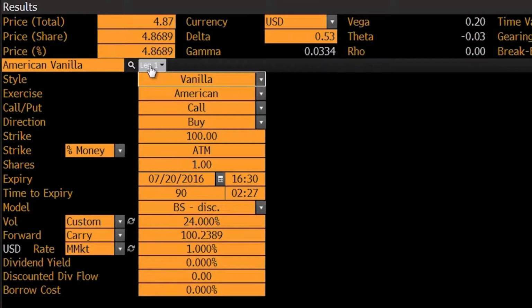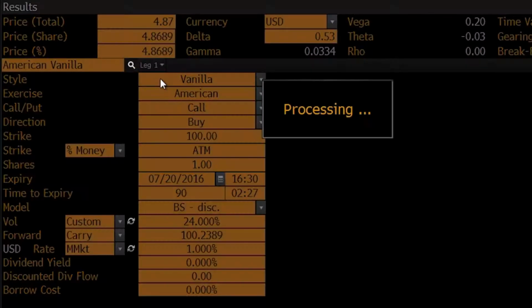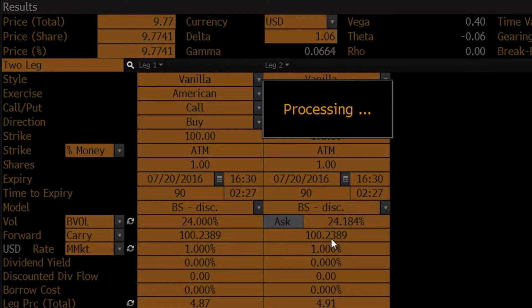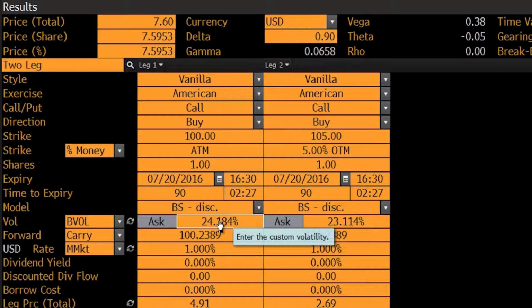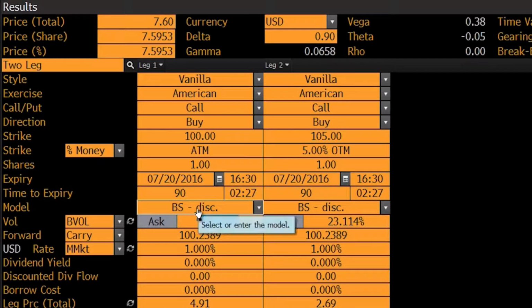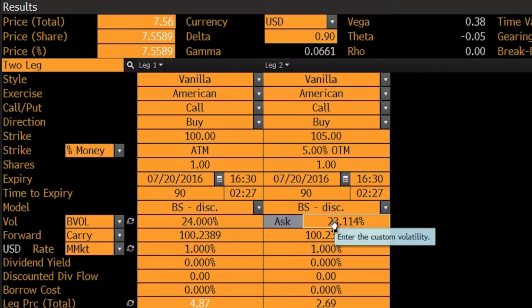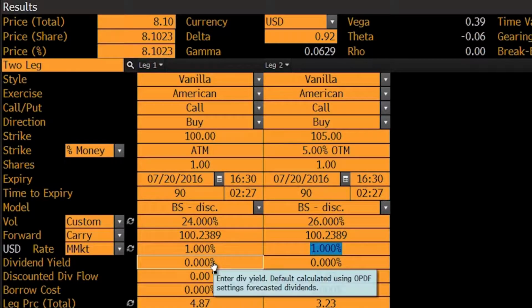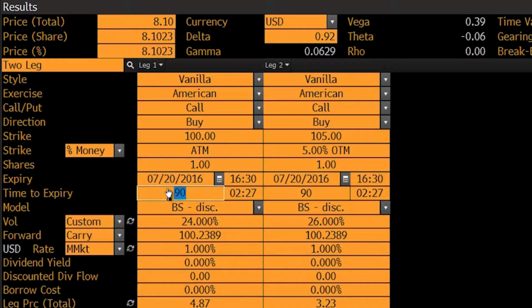So let's do this. Let's add a leg, and this leg is going to be a 105 strike call. Notice that this number changed as well. I'm just going to put both of these back. That's a 24 volatility. This is a 26 volatility. Both the rates are 1%. Both the dividend yields are 0%. They both are 90-day expiry. This is a 105 strike. This is a 100 strike.